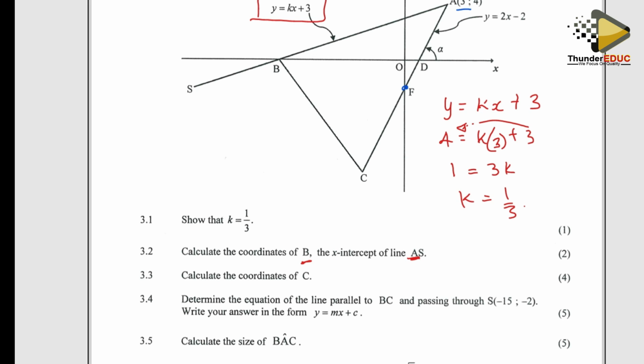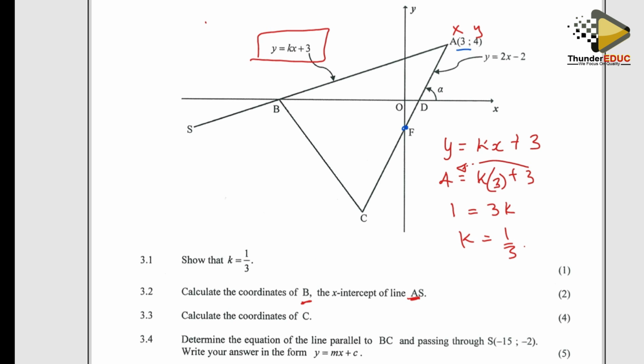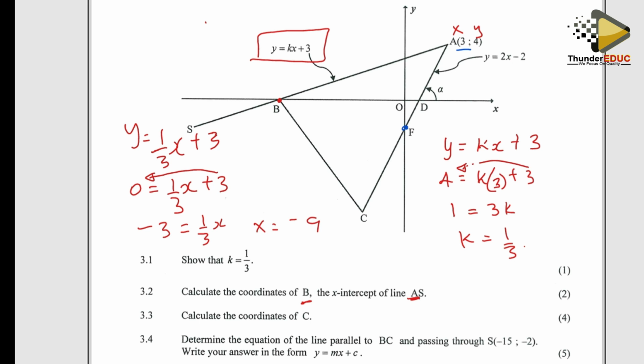Then they want us to get the coordinates of B, which is the x-intercept of line AS. So we know that since our K is a third, the equation is going to be y is equal to 1/3 x plus 3. But at the x-axis, y is always 0. So where there is y, I'll replace a 0. I have 0 equals 1/3 x plus 3. Transpose the 3 to that side. Negative 3 is equal to 1/3 x. Multiply both sides by 3. So x becomes negative 9. So the coordinates of B are going to be (-9, 0).